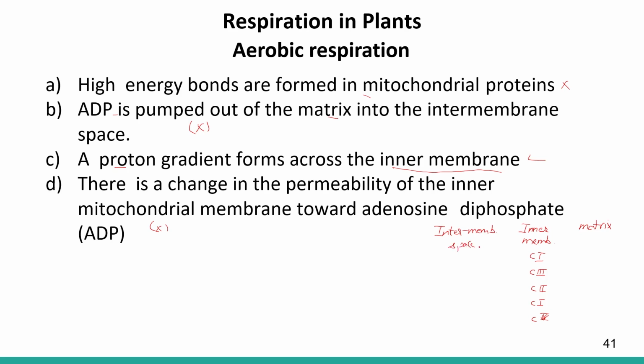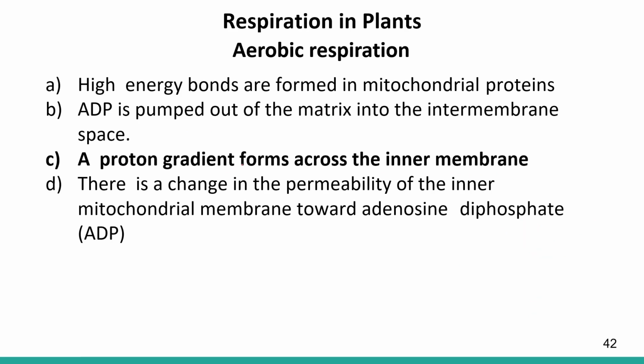So protons which were initially present in the matrix are transported to the intermembrane space, and due to this a proton gradient forms across the inner membrane. As the electrons flow downhill the electron transport chain, protons are transported from the matrix to the intermembrane space, thus generating a proton gradient. So what should be the answer? Answer is option C.